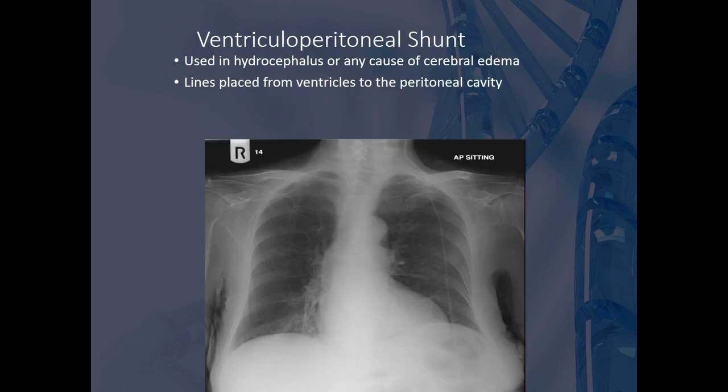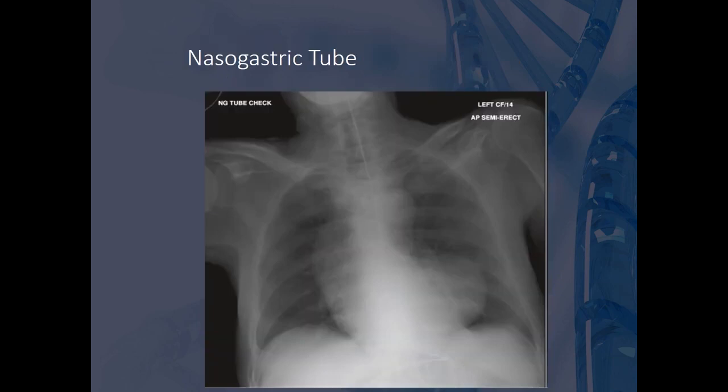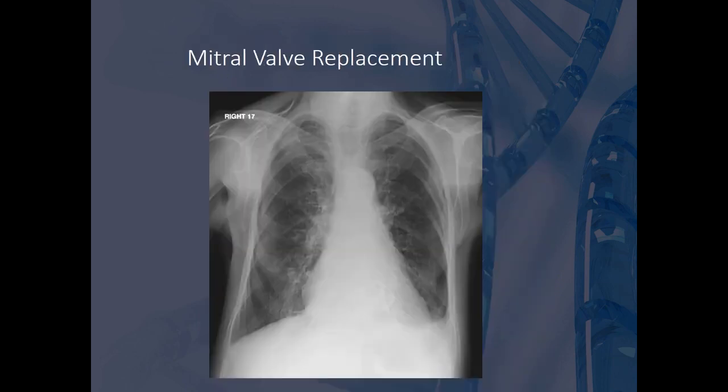So a VP shunt, this is something that we see where we're trying to get excess fluid from hydrocephalus out of the central nervous system and into the peritoneal cavity. When we talk about the ventricles, we mean the ventricles in the central nervous system. Nasogastric tube. Mitral valve replacement.